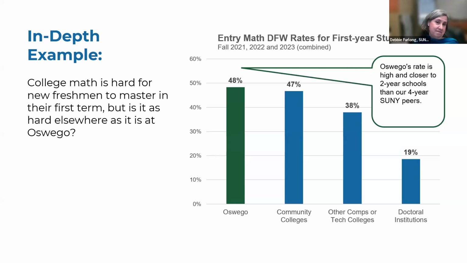So I said, okay, what percent of these students had a DFW for Oswego versus all students going into any of the 2-year community colleges in SUNY versus the other comprehensives or technical colleges? I smushed those two types together. And then the doctoral schools. Well, Oswego's rate looks pretty high. And our DFW rate appears to be closer to that of a community college than the other technical schools.